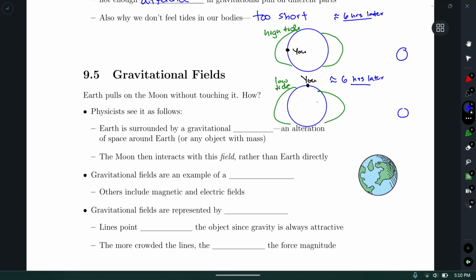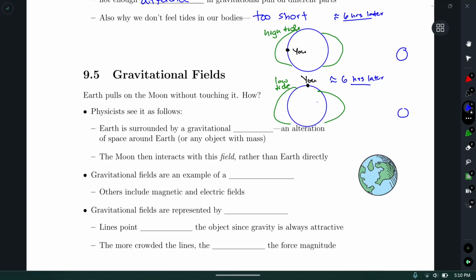Gravity is different in that it's happening over a long distance without any direct contact between the objects required. So the Earth is pulling on the moon right now, but they're not touching each other. That is pretty odd compared to the other types of forces.